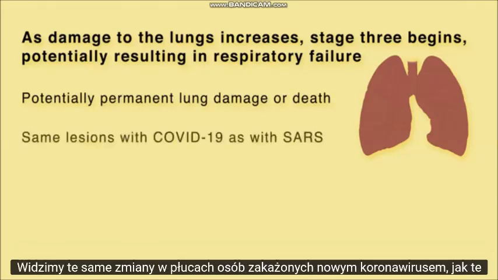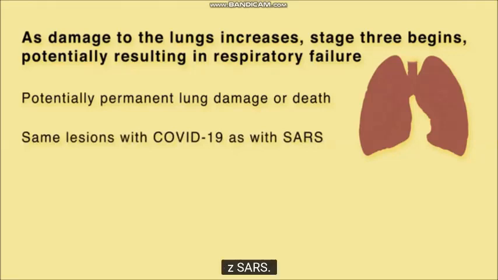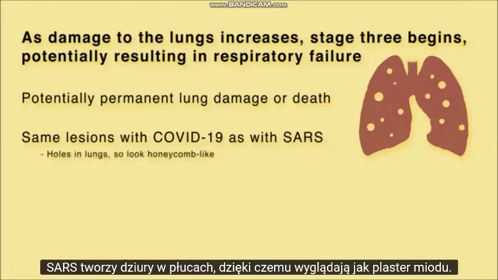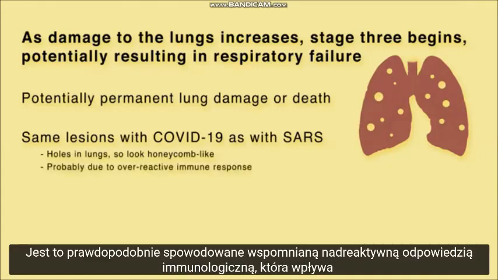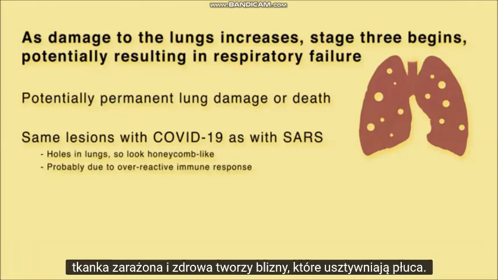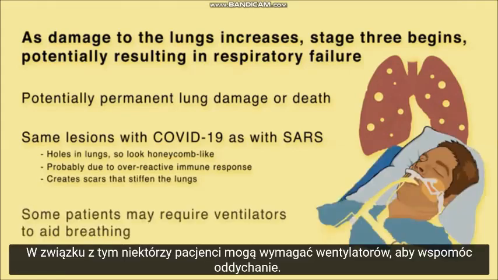We see the same lesions in the lungs of those infected by the novel coronavirus as those with SARS. SARS creates holes in the lungs, so they look honeycomb-like. This is probably due to the aforementioned overreactive immune response, which affects both healthy and infected tissue, and creates scars that stiffen the lungs. As such, some patients may require ventilators to aid breathing.